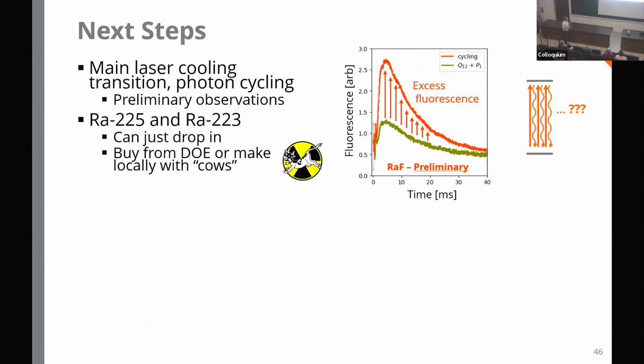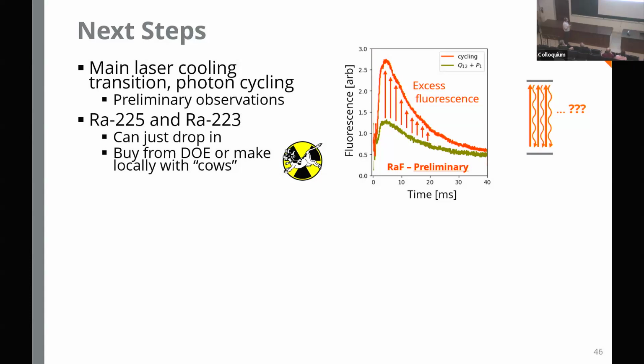We're interested in radium-226 for electron EDM searches, but for nuclear EDM searches, we are interested in radium-225 or 223, which are shorter-lived isotopes. We can just drop them into the apparatus and make these molecules, but the challenge is getting these isotopes is very hard. You can buy them from the DOE.